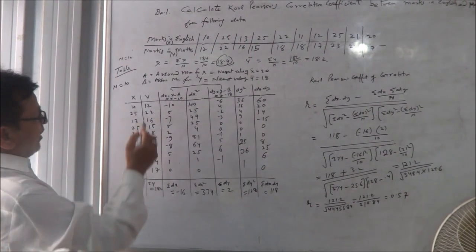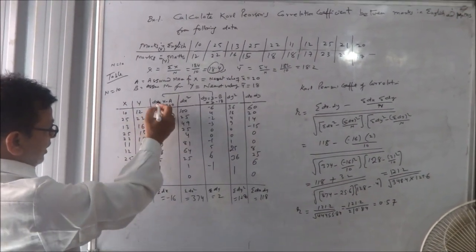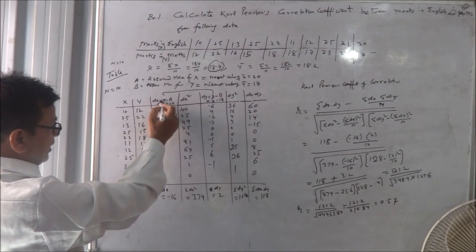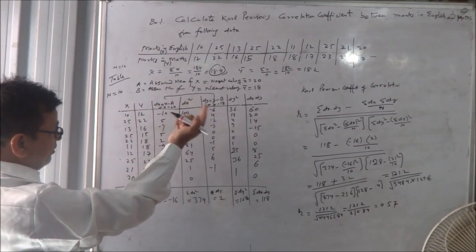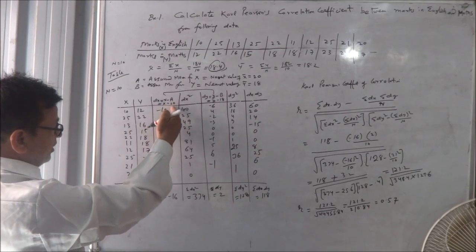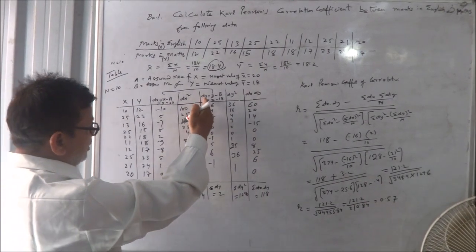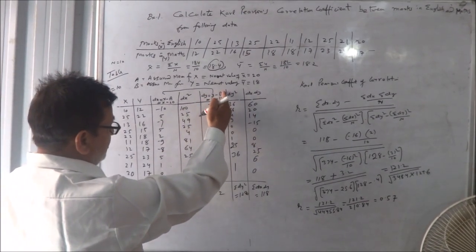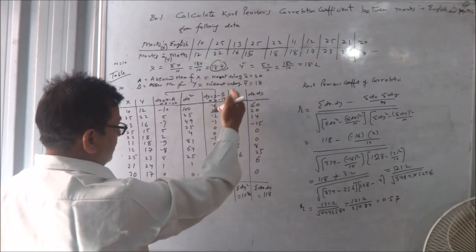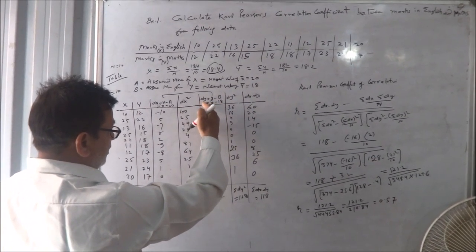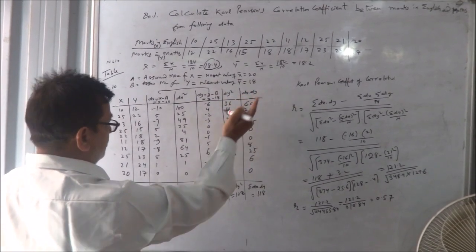Now this was the x column, and this is the value of y. Now we can calculate dx. dx is x minus a, x minus the assumed mean. Here the assumed mean for the x series is 20, so this is x minus 20. Then dx square. Then I have taken dy, where dy is y minus b, and b is the assumed mean for the y series, which I have taken as 18. The dy will be y minus 18, then dy square, and then dx into dy.